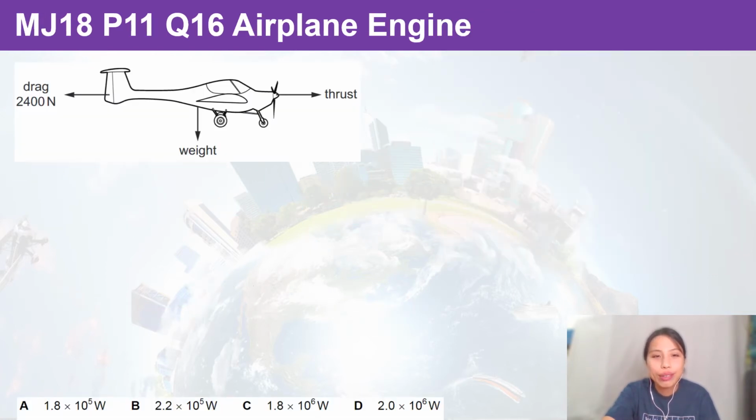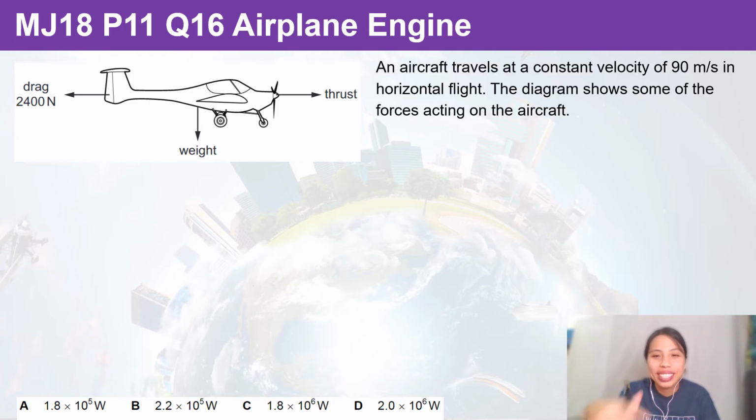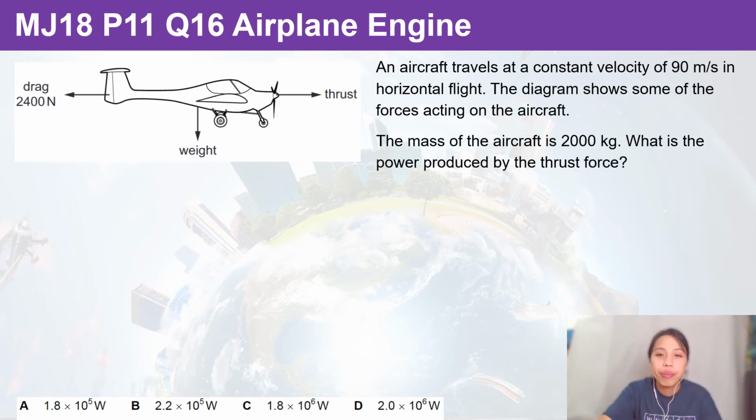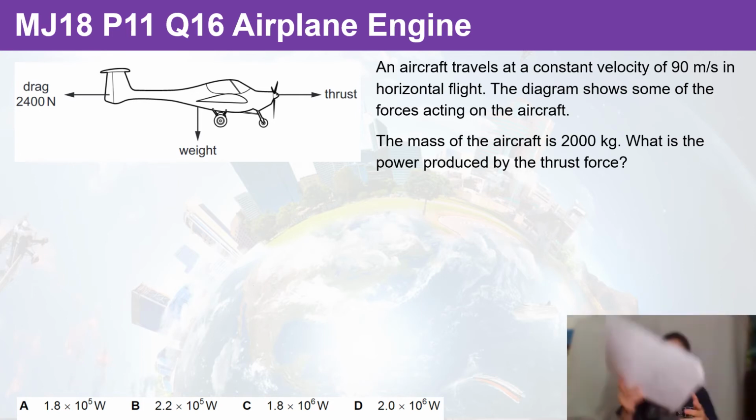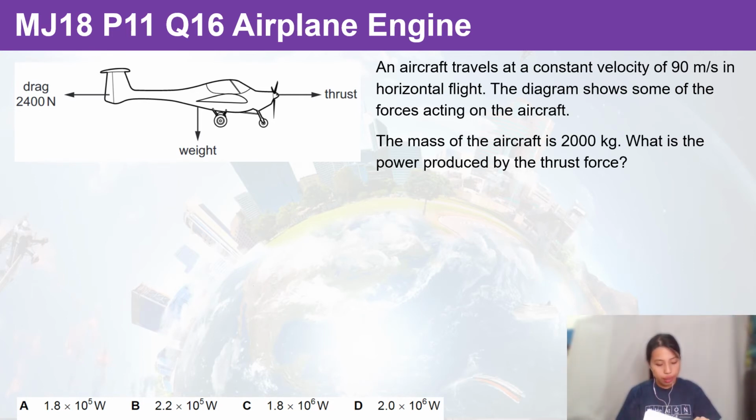Now, let's look at something fun, a toy aeroplane. Oh, airplane engine. So an aircraft travels at a constant velocity in a horizontal flight. Now there are some forces acting on it in the diagram. The mass of the aircraft is 2000 kg. What is the power produced by the thrust force? Pause the video on this one if you want to take some time, and then come back and see how you can solve a question like this. By the way, this is on page 19 if you want to try it out on a piece of paper or the printout if you manage to print it out. So let me give a second to get there.